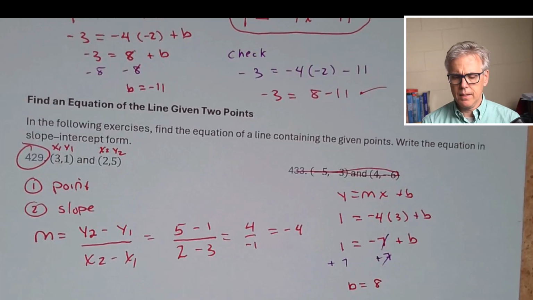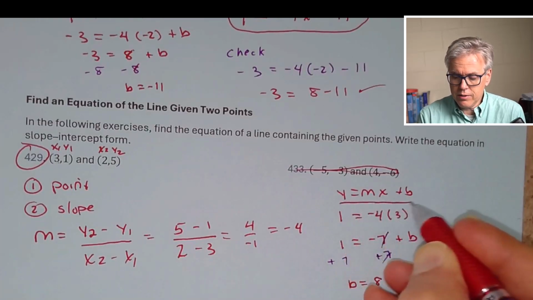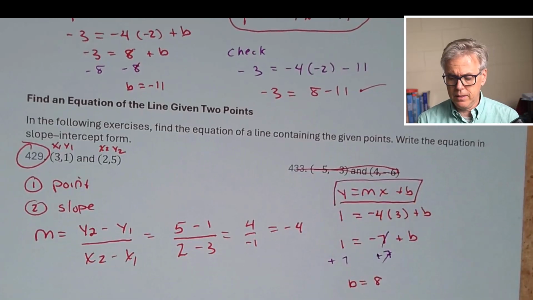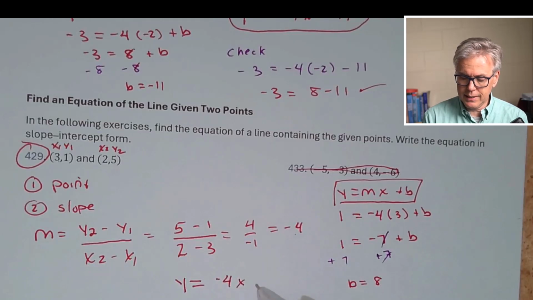So we got a lot of stuff here. Make sure we kind of bring it back. What are we trying to find? Recall, we're trying to find the equation of the line in y equals mx plus b form. So now what can I do? y equals m, which is negative 4, x plus 8.